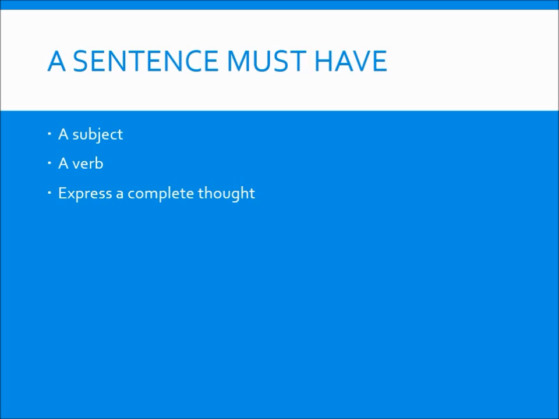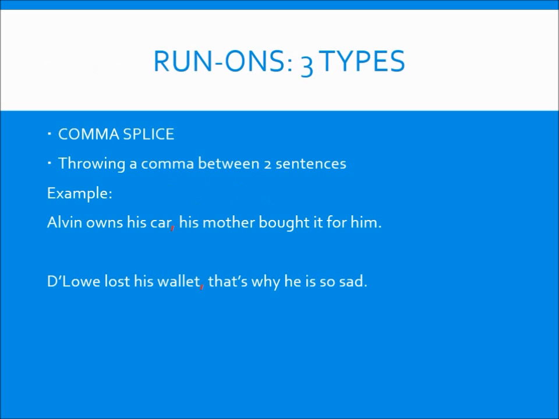So let's start off by talking about a sentence. A sentence has to have three components. The first component is the subject. That's your who or what your sentence is about. Then it has to have a verb, whether it's a linking verb like is or become, or an action verb like run or jump. And then it has to express a complete thought. So a sentence again has to have a subject, a verb, and express a complete thought.